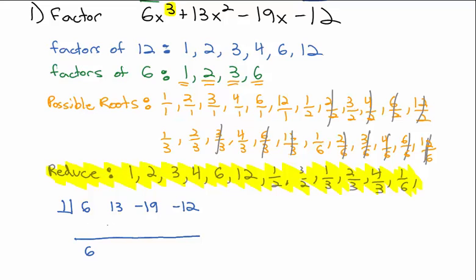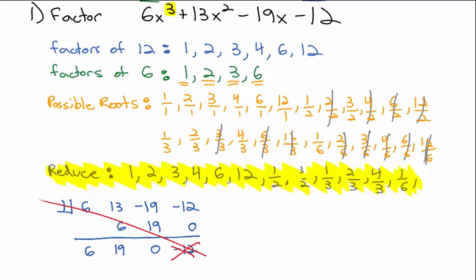Well, the 6 comes down. 6 times 1 is 6. 6 and 13 is 19. Times 1 is 19. 0, 0, negative 12. We're looking for a remainder of 0 if it's a real root. 12 did not work, so 1 is out.